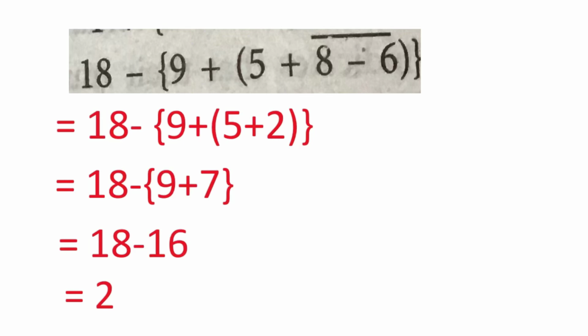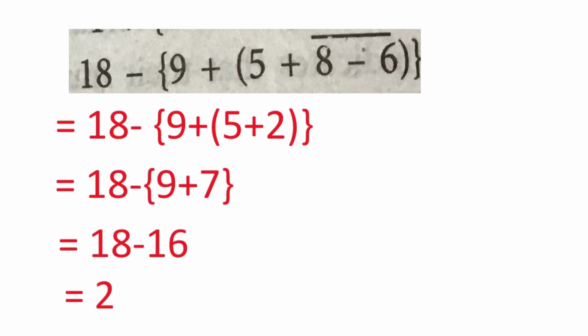Well, we have to do the bar bracket first, and then the round brackets, then the curly brackets or the flower brackets, and then the square brackets or the third brackets. But since we don't have them, we will stop at second brackets. Okay, very good. So under the bar we have got 8 minus 6. So 8 minus 6 will be calculated first. So 8 minus 6 is 2.